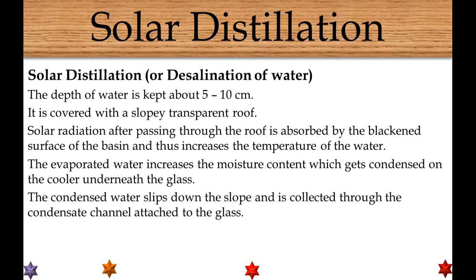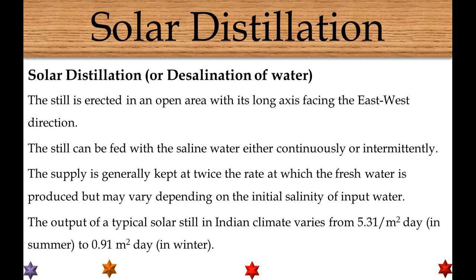It is covered with a slopy transparent roof. Solar radiation after passing through the roof is absorbed by the blackened surface of the basin and thus increases the temperature of the water. The evaporated water increases the moisture content, which gets condensed on the cooler underneath the glass. The condensed water slips down the slope and is collected through the condensate channel attached to the glass.